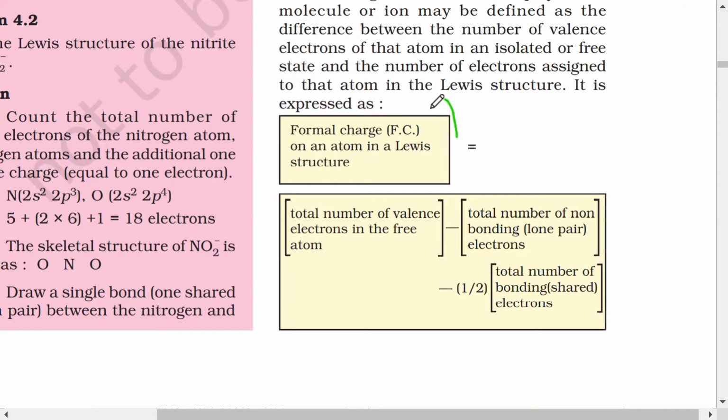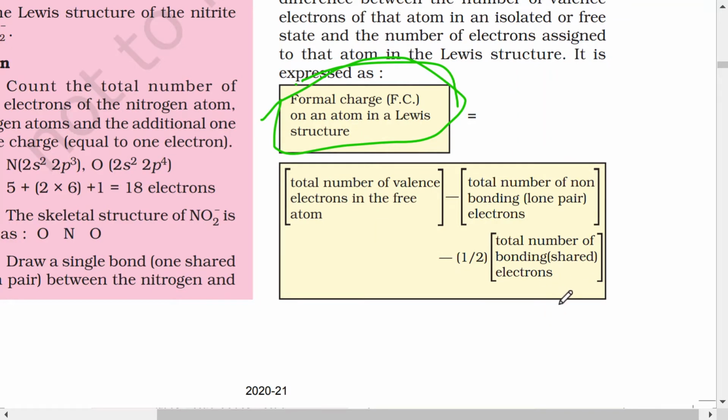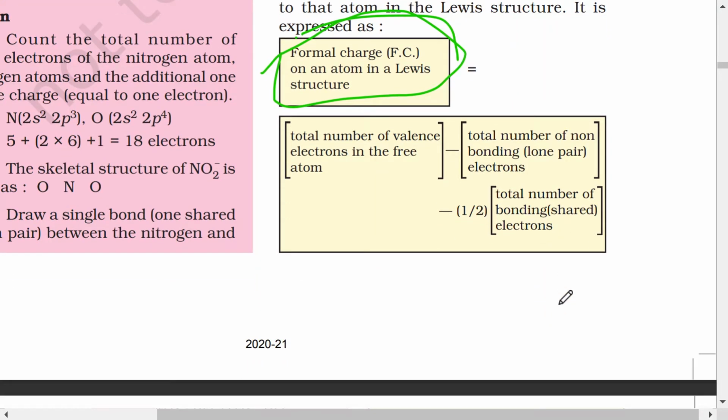So what this means is that formal charge is the net charge on a particular atom, right? It can be calculated as the total number of valence electrons in the free atom minus the total number of non-bonding lone pair electrons. Means we have to check if there is a lone pair, and if there is, how many lone pairs are there. Lone pair into 2 gives the total number of non-bonding electrons, minus half of the total number of bonding electrons shared, right?